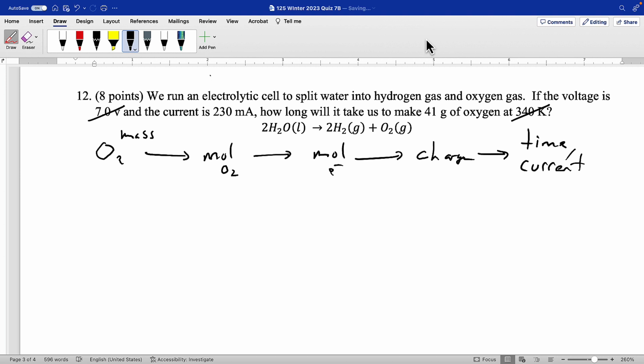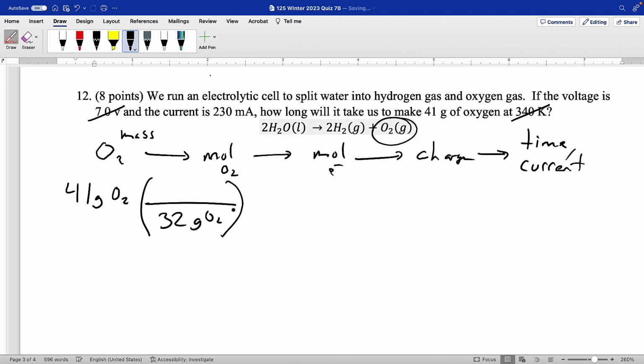so let's go ahead and get started on this. So we're going to have 41 grams of oxygen, and we want to convert to moles. And notice that it's O2, so we want to write 32 grams of oxygen for every 1 mole, right? Because we're not doing oxygen atoms, we're doing oxygen molecules. And then we want to go to moles of electrons.